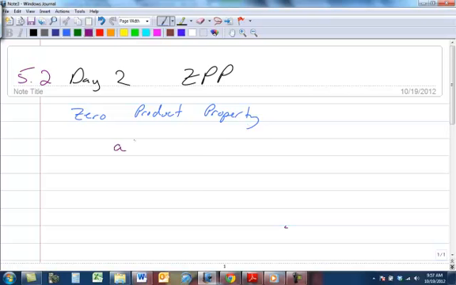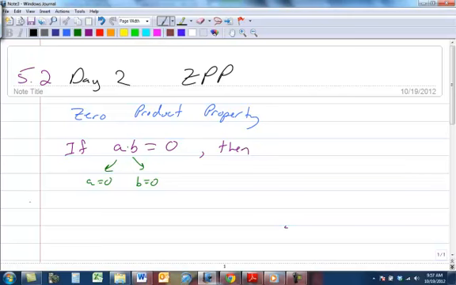If you have A times B, if A times B is equal to 0, then what must be true? Well, think about it. A times what will give you 0? 0, right? So here's what it's saying. It's saying that either A is equal to 0 or B is equal to 0. If two numbers are being multiplied and they're equal to 0, one of them's got to be 0.